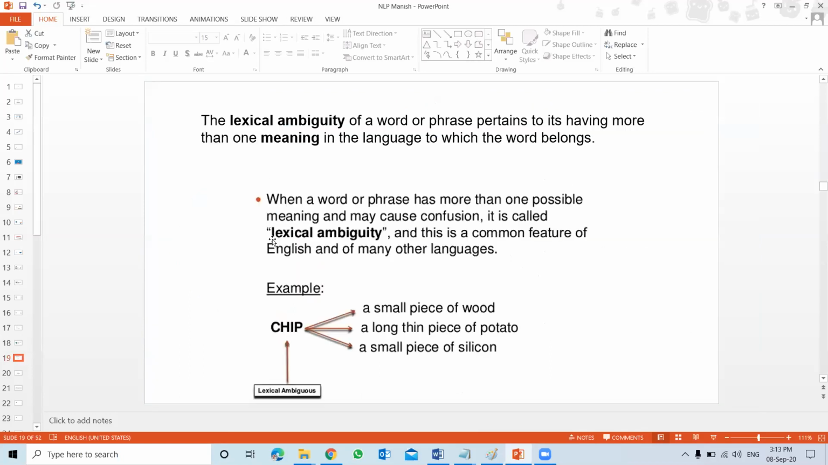Now here you can see we have lexical ambiguity. It means one word having different types of meanings. Like chip: a chip can be a small piece of wood, or a long piece of potato, which is called chips, or a small piece of silicon. The meaning is that in lexical ambiguity we have a keyword and we speak it in multiple ways.